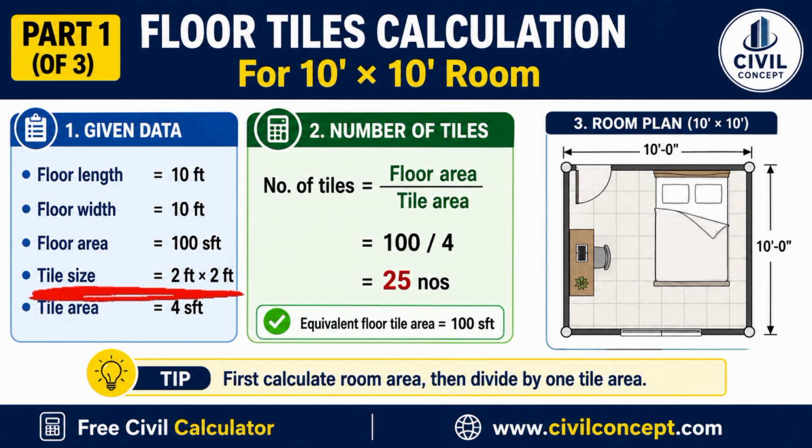Now, tile size is 2 feet by 2 feet. So, one tile area equals 2 times 2 equals 4 square feet. Now, calculate the number of floor tiles. Number of tiles equals floor area divided by tile area. So, number of tiles equals 100 divided by 4. Number of tiles equals 25 tiles. This means for the floor only 25 tiles are required.